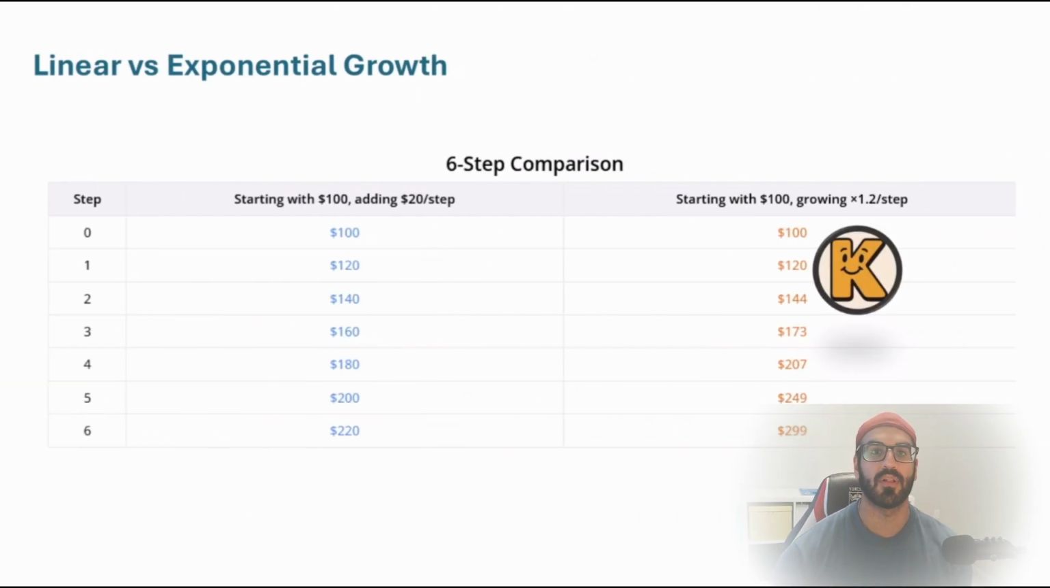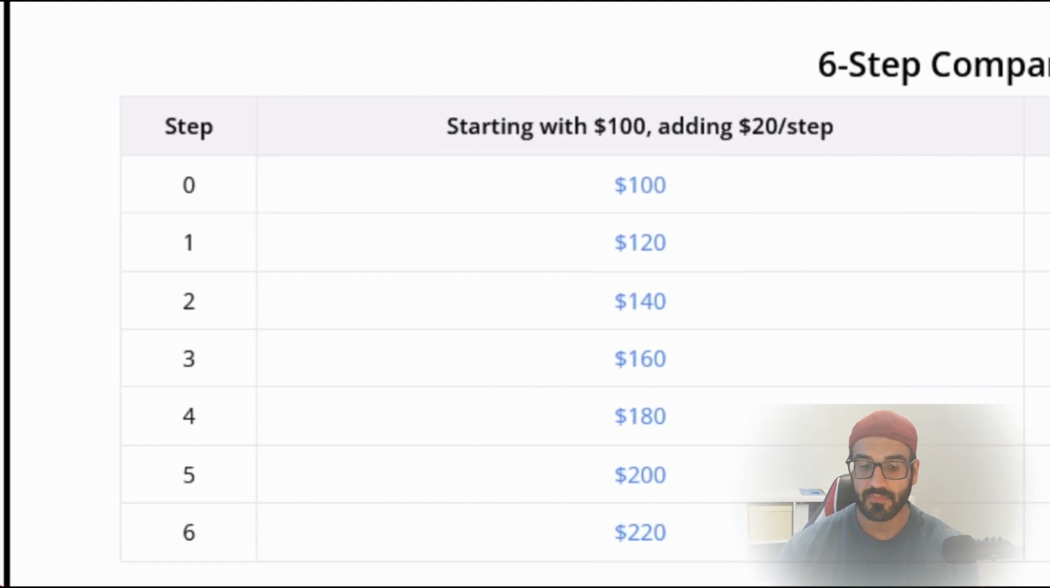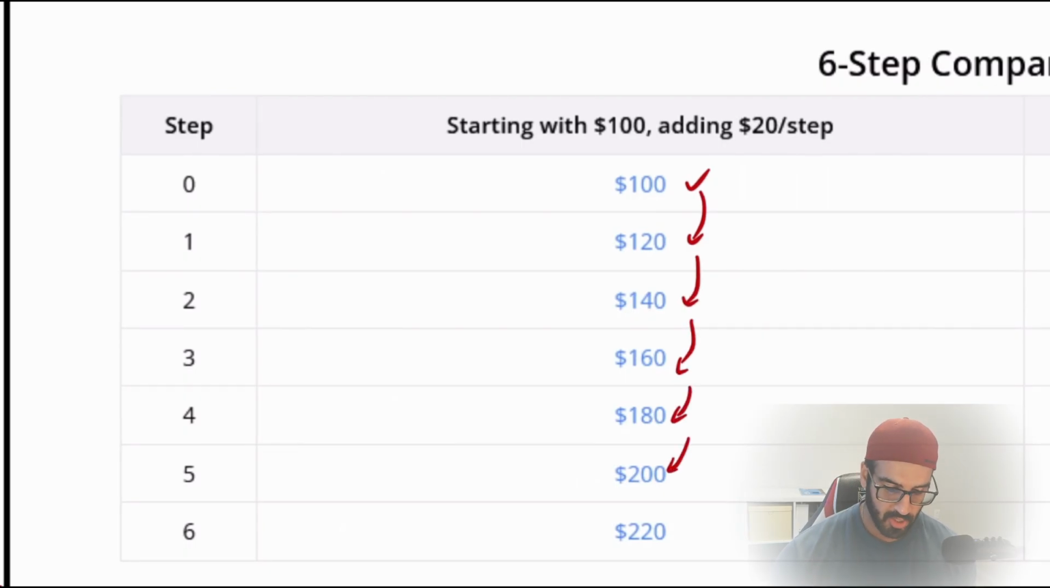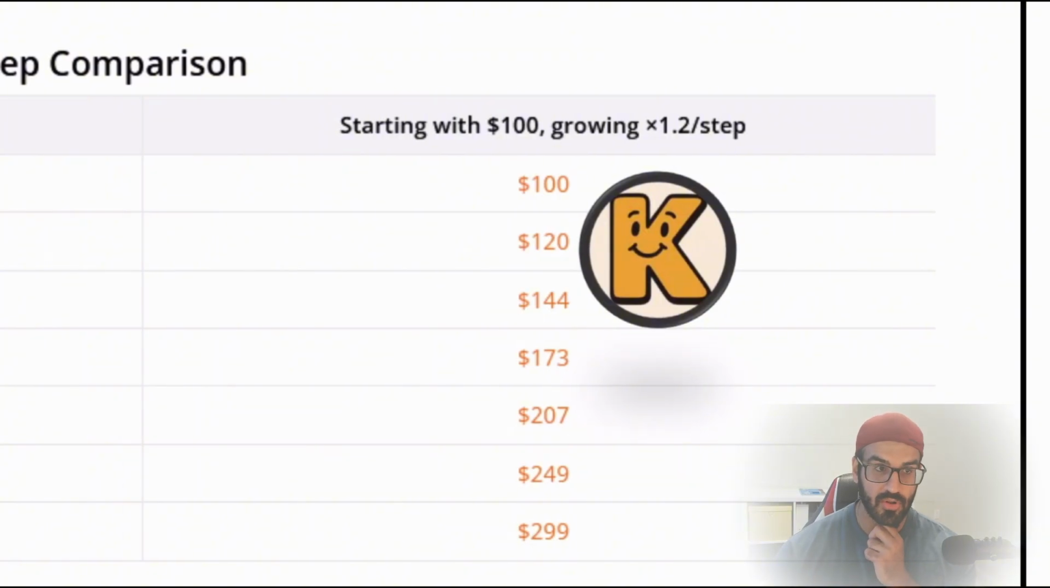You can see an example in a table. Imagine that you're starting with $100 and you add $20 each step. At the beginning, step number 0, you don't have any adding up, so you have 100. After that, 120, 140, 20 at a time, plus 20. But in the other case, we are talking about $100 which grows by 1.2. It means that at some point you add 20. After that, you add 24. And after that, more. You see that this adding is not constant. It follows the exponential value.